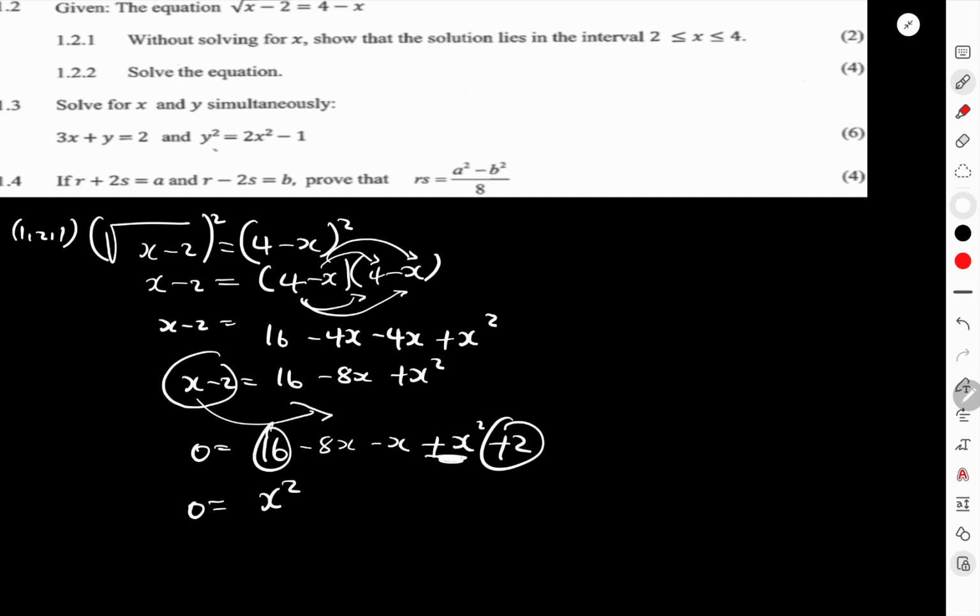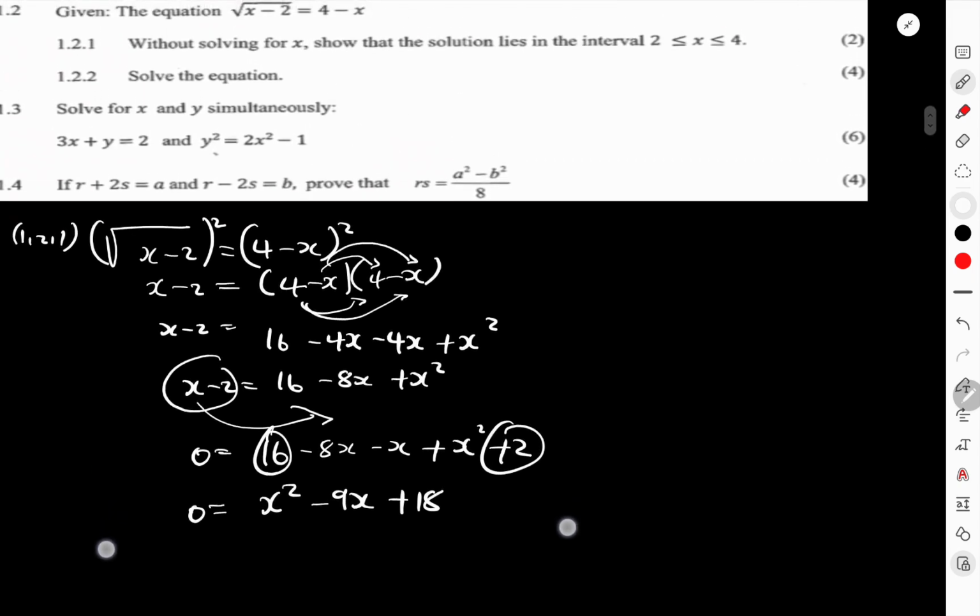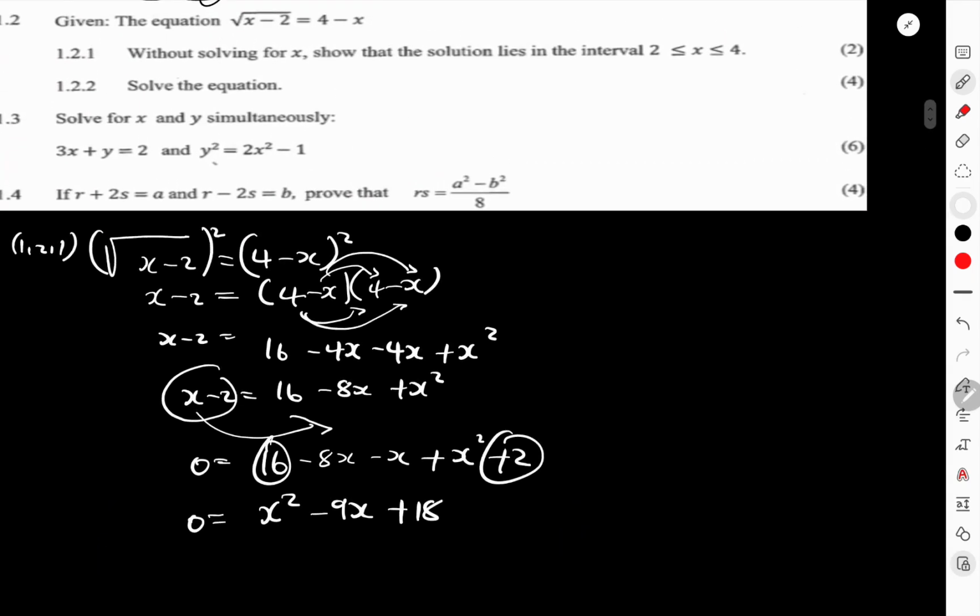I'm going to start with the biggest exponent of x, which is x squared minus 9x. Then I'm going to have 16 plus 2, which is going to be plus 18. Now, after doing this, I am required to solve for x. So for me to solve for x, either I use the quadratic formula or I look for two numbers such that when I multiply them, they give me positive 18, but when I add them, they give me negative 9.